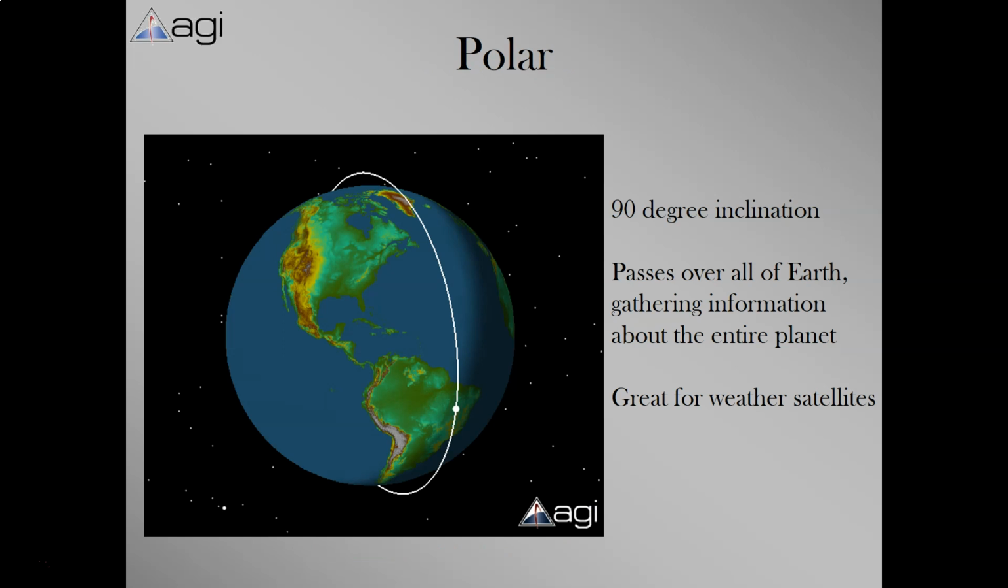Polar orbits are different. Polar orbits have a 90-degree inclination. So instead of being 0 degrees right over the equator, these are 90 degrees. These spin from top to bottom of the Earth. The satellite will eventually pass over all of Earth. The Earth spins underneath it. The satellite goes around it. Polar orbit satellites can gather information about the entire Earth because of this. As they go around and the Earth spins, they could eventually see or map out all of the Earth. This is great for weather satellites.